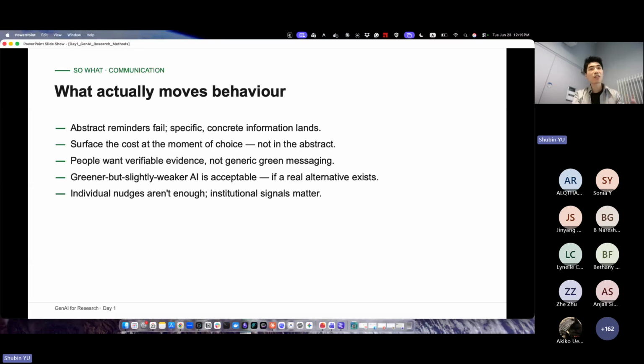So that gives us a good implication: maybe policymakers should force this kind of company to disclose their environmental impact, right? Individual nudges are not enough; institutional signals matter. That is the conclusion of this study.